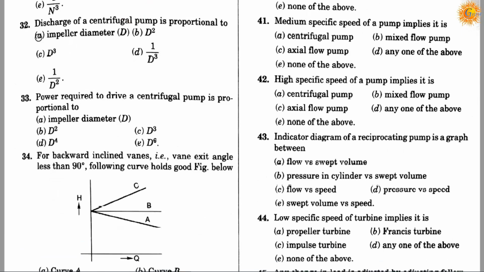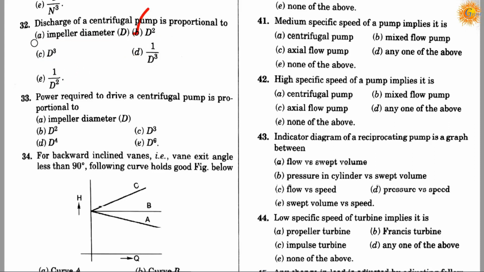Question number 32. Discharge of a centrifugal pump is proportional to, there is option A is impeller diameter D, and option B is D square, option C is D cube, option D is 1 upon D cube, and option E is D square. So correct answer is B. It will be D square.